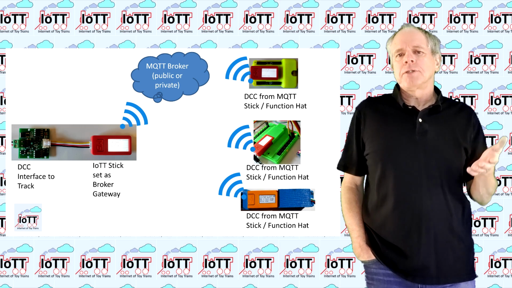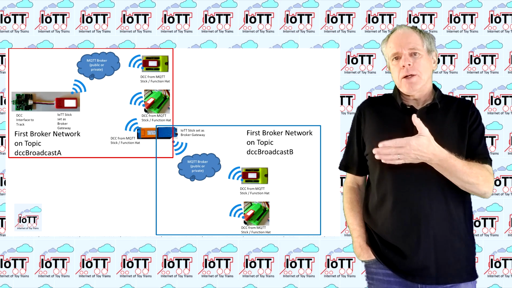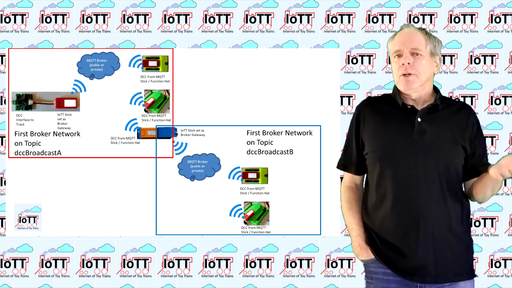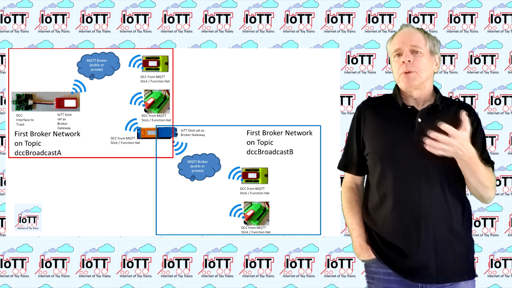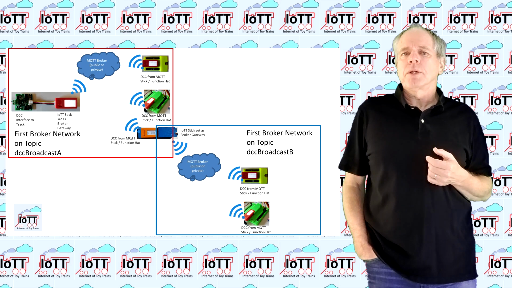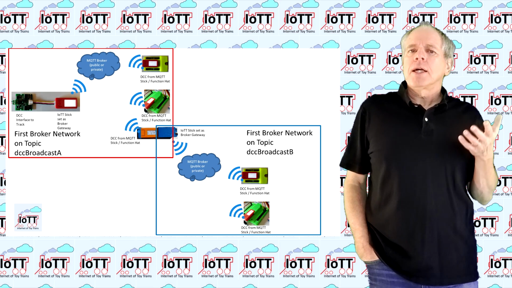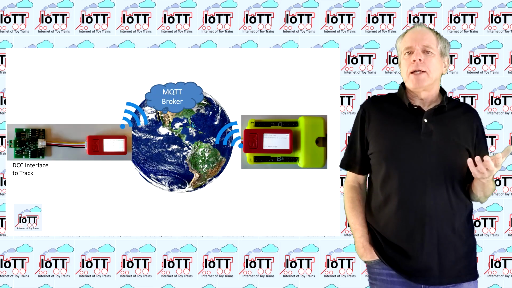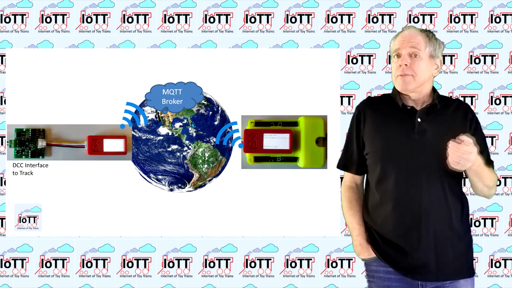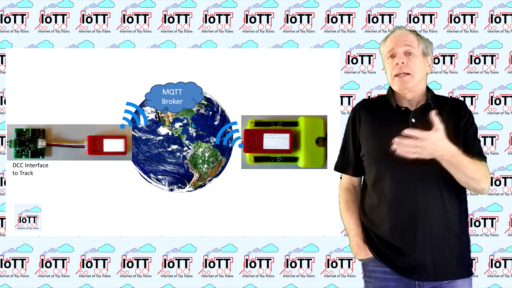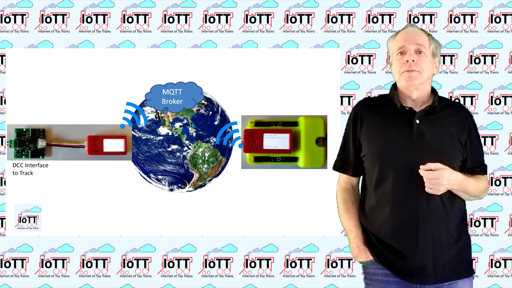Even if a stick receives the commands from a broker, you can still make it work as broker gateway on its own, either with the same or with a different broker. Just make sure you are using a different broadcast topic for each new broker connection. And if you choose a broker service on the internet, you can easily distribute your DCC commands over the entire globe, and setting a turnout position on your layout at the same time could activate a relay in another country or even on a different continent if you want.